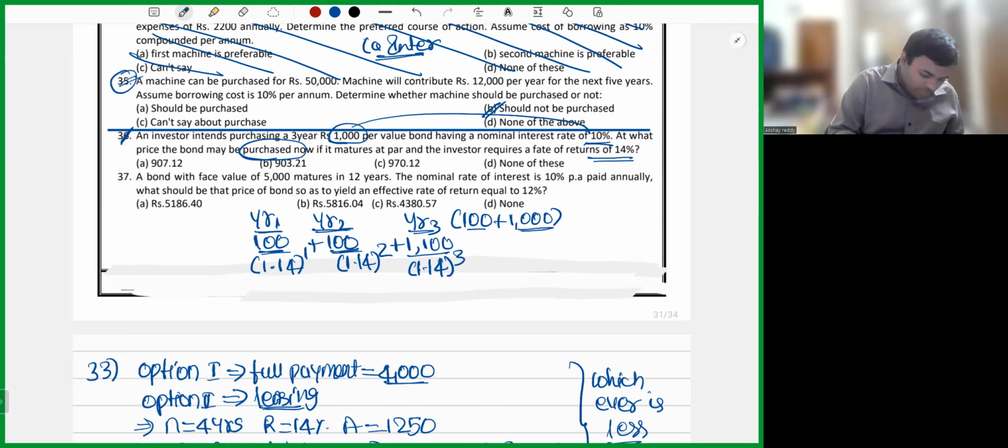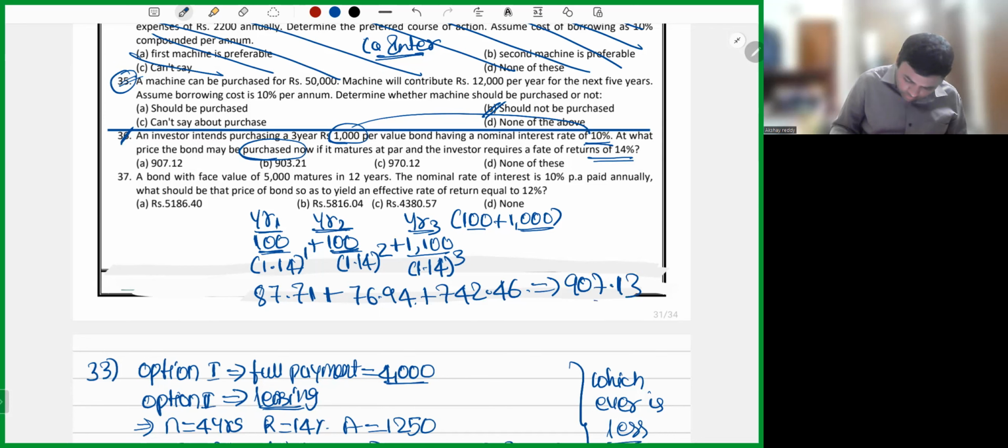So 100 divided by 1.14 is 87.71, then 76.94, and 1,100 divided by 1.14 whole cube is 742.46. Total will be 907.13. So 907.13, approximately 907.1. Okay. So 37 is also the same, my dear friends.